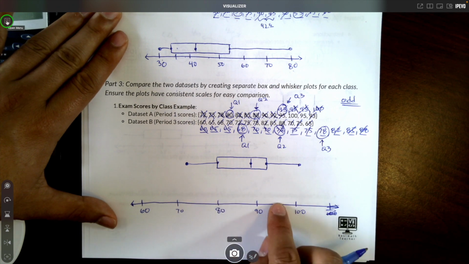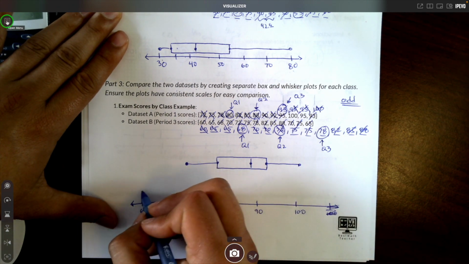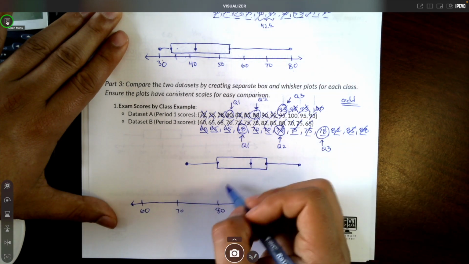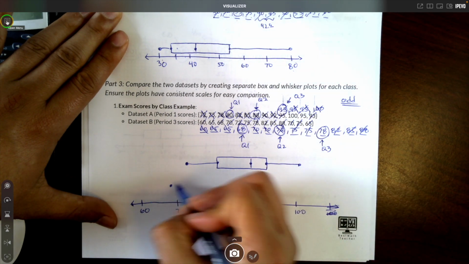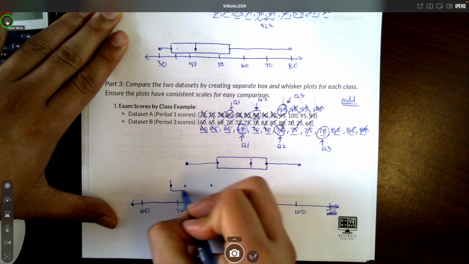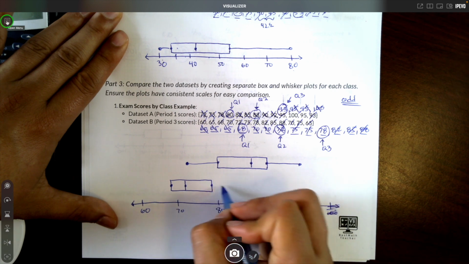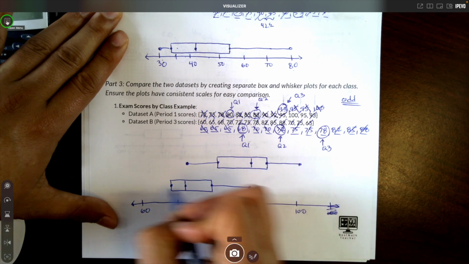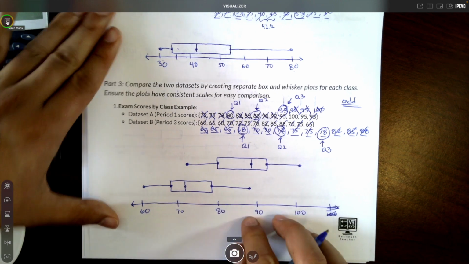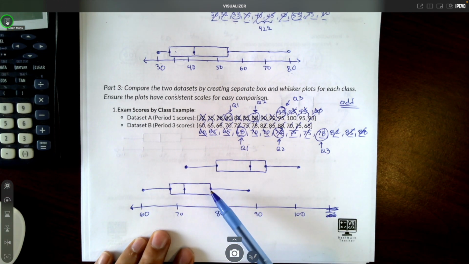Over here on the bottom, data set B, the lowest value is 60, but let's do the Q's. So 68, 72, 78. Put a box around these. And then the whiskers, that highest was 88. The lowest was 60. Now you can tell for sure that this is big differences, huge differences.